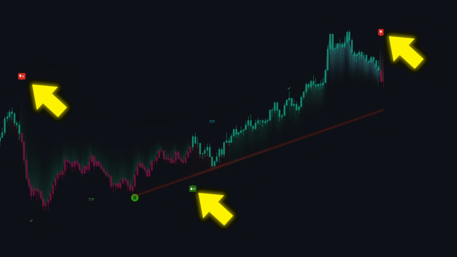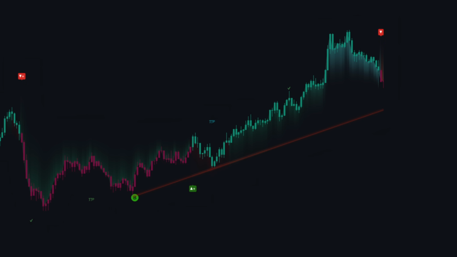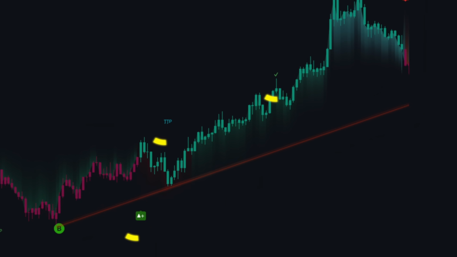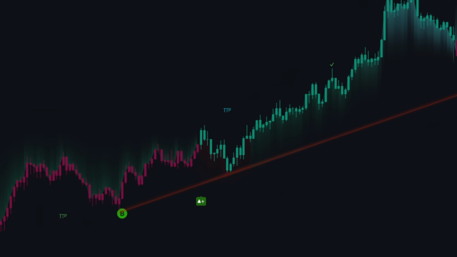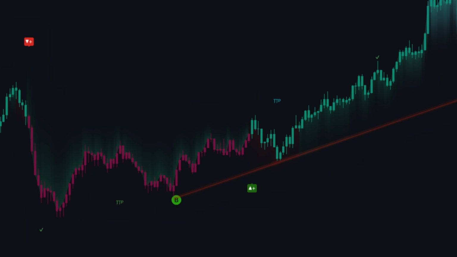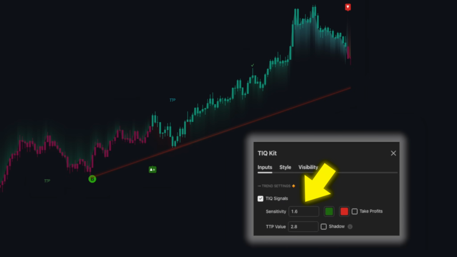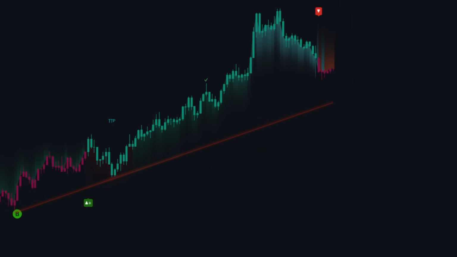At its heart, this indicator dishes out dynamic trend signals that shift with the market's mood. Picture little arrows popping up on your chart, nudging you when it's time to jump in or bail out. And the coolest part, you can tweak how sensitive these signals are. It bends to your style, not the other way around.